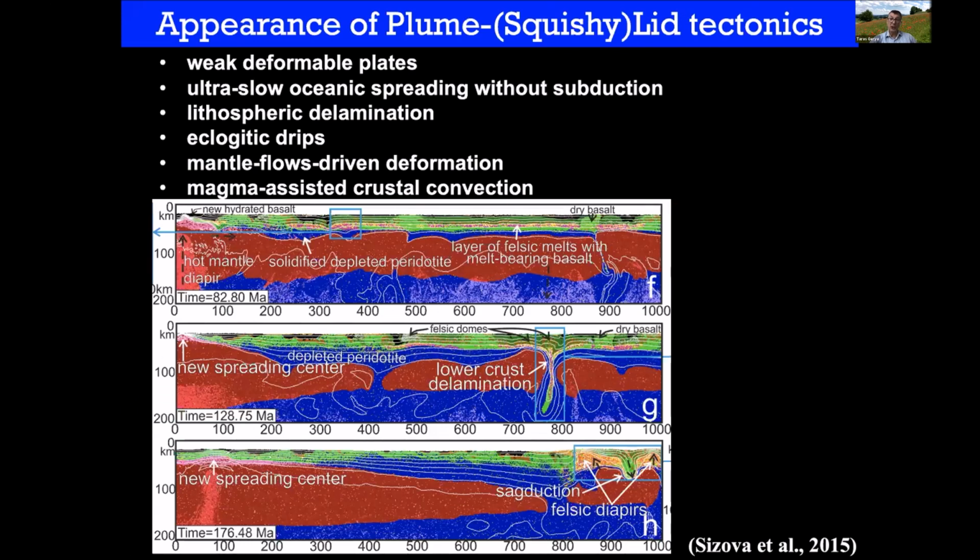And what are the consequences of this very mobile regime, Venus-like regime of tectonics? We have weak deformable plates. As a result, we can have ultra slow oceanic spreading without subduction, because the loss of the newly created material at mid-ocean ridges is compensated by the loss of material by means of eclogitic drips or delamination processes. So once again, we lose this connectivity between spreading and subduction.